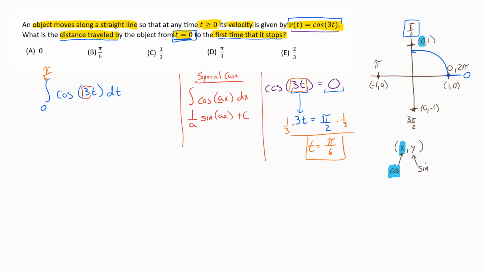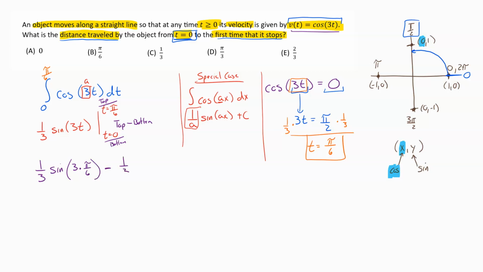Looking at our example, the a value is going to be 3, so we end up with 1 over 3 times the sine of 3t, evaluated from t equals 0 to t equals pi over 6. To finish this up, this is what I just call top minus bottom. We plug the top value into our equation and subtract off the bottom value plugged in. Plugging in the top value, we get 1/3 sine of 3 times pi over 6, and then we subtract off 1/3 times the sine of 3 times 0.